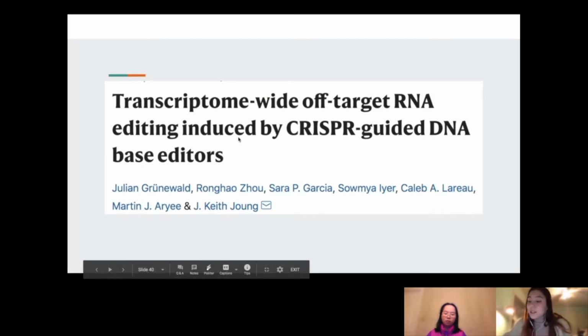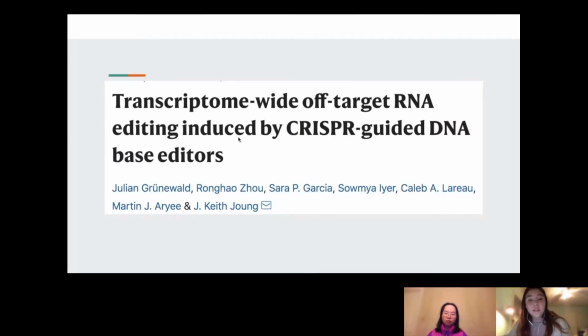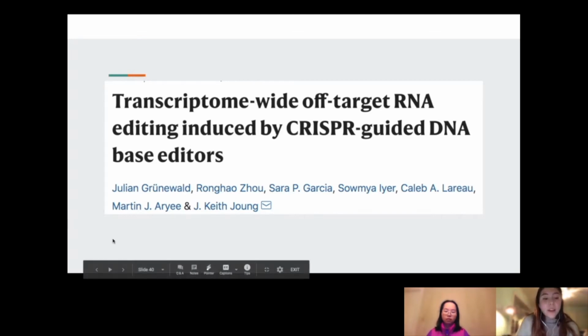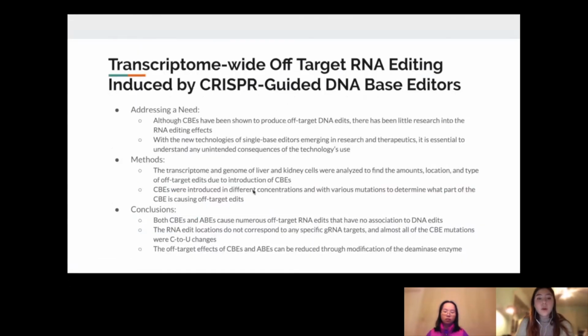All right, so the next thing that we're going to talk about is another unintended effect of these base editors. These base editors not only produce unintended effects in DNA, but they can also produce unintended effects in RNA. CBEs have already been shown, as we just went over, to produce off-target DNA edits, but there's been little research into the RNA editing effects. New technologies of single base editors are very useful in research and therapeutics, but we need to understand any unintended consequences that may lead to negative effects.